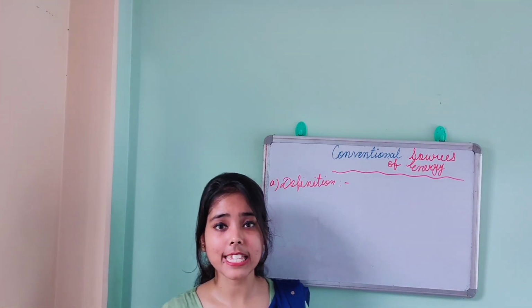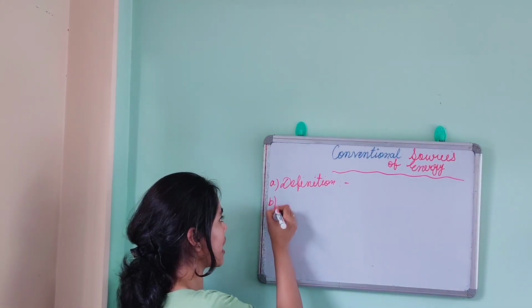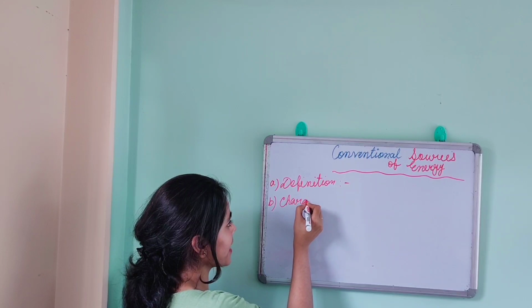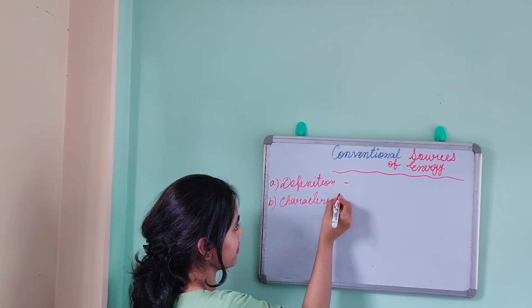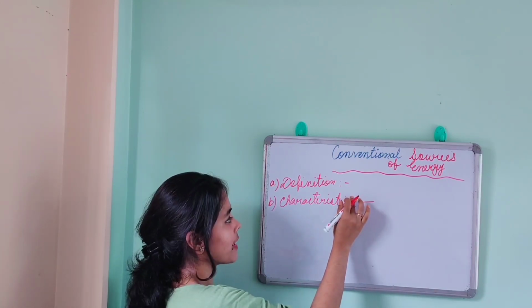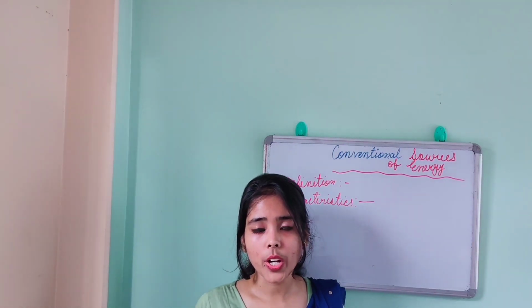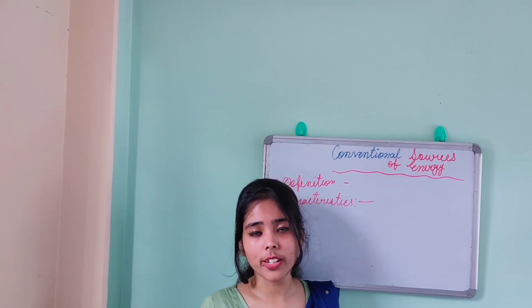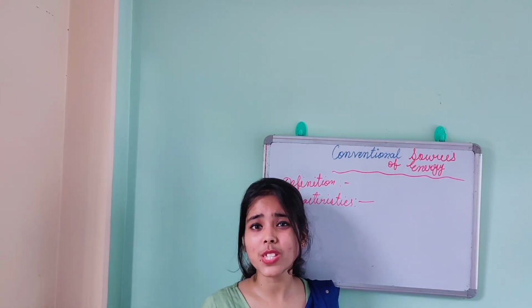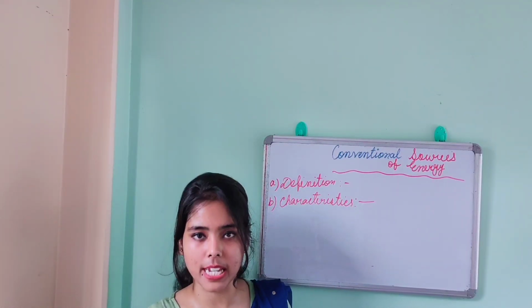Now, next is the most important, the characteristics of this energy source. So, number B, it is the characteristics. What are they? Number 1 characteristic is they are very limited in amount. Like coal, petroleum, if you can find them, you cannot use them abundantly. Though we are using them, still they are very limited.